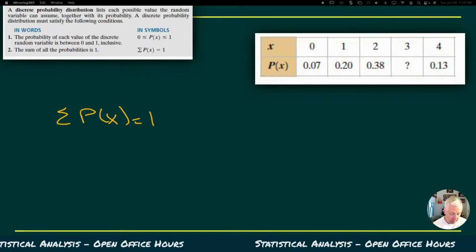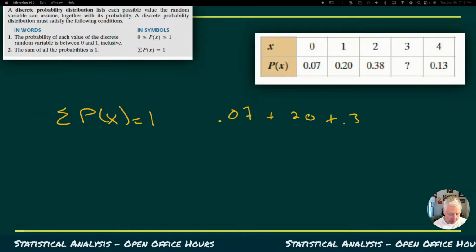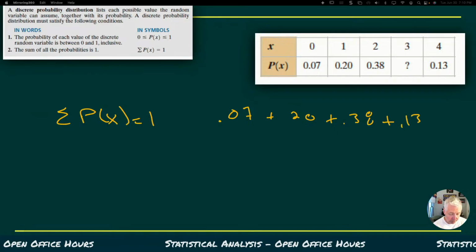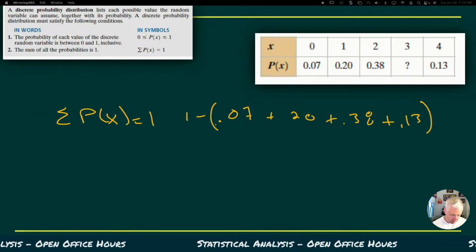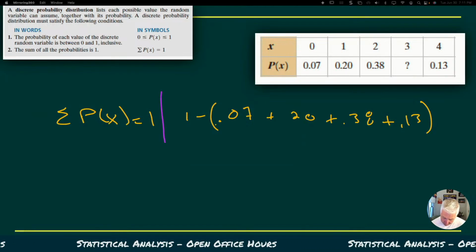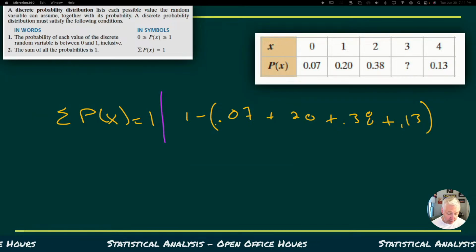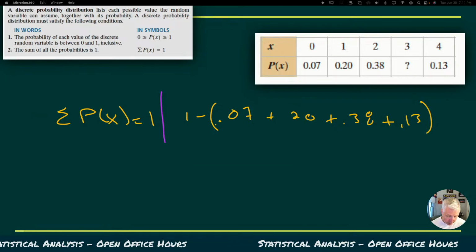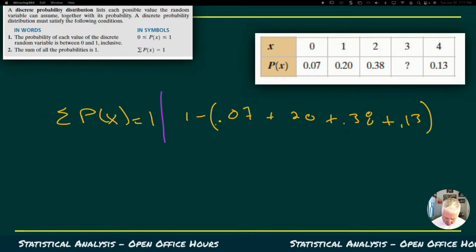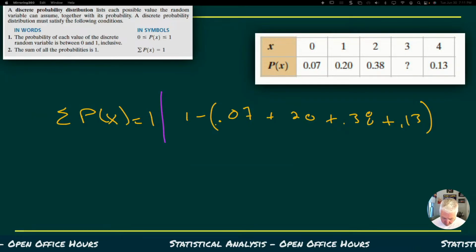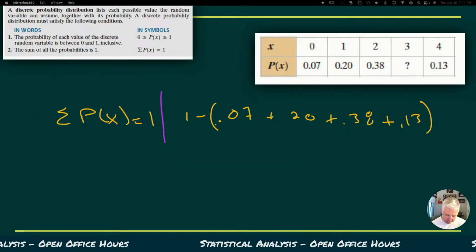So I'm going to take 0.07 plus 0.20 plus 0.38 plus 0.13. I'm going to subtract all of that from 1. I'm just doing this on the calculator real quick. 0.07 plus 0.20 plus 0.38 plus 0.13. And I get 0.22 as my missing.